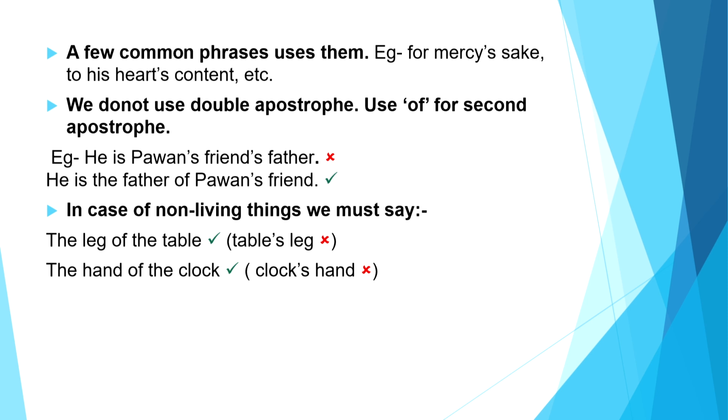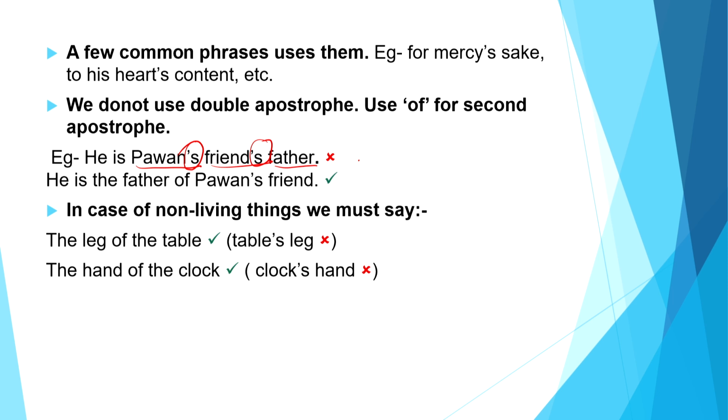We do not use double apostrophe; use "of" for the second one. It is very important, keep this in mind, never use double apostrophe. For example, he is Pawan's friend's father. Here we are using double apostrophe, which is wrong. The correct statement will be, he is the father of Pawan's friend.